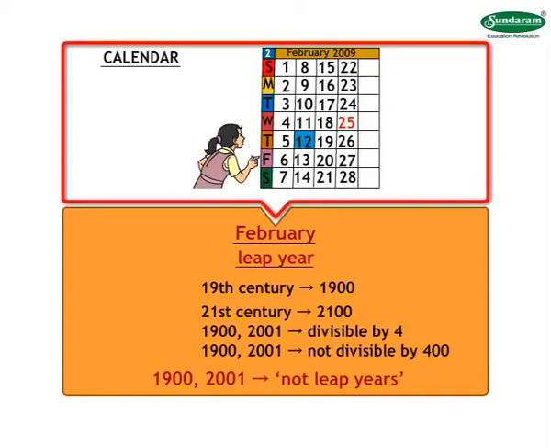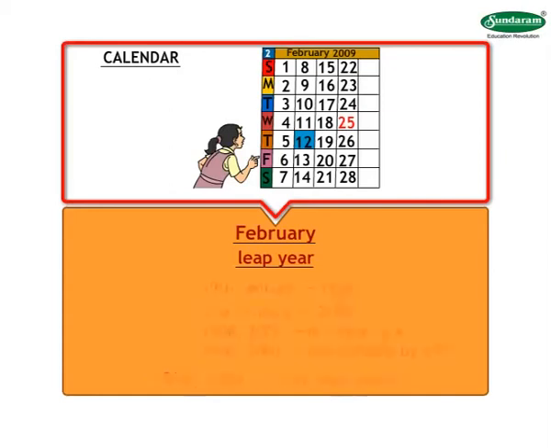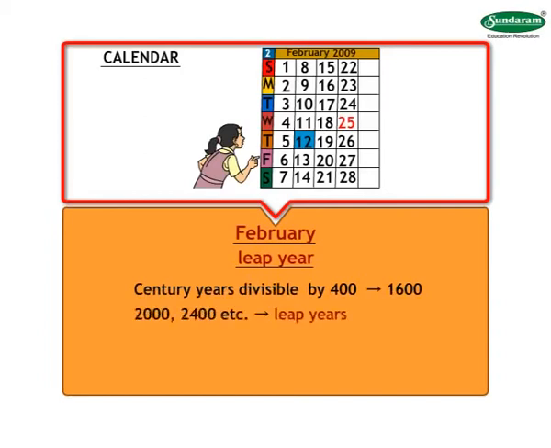There are many such century years which are not leap years. Some century years which can be divided by 400 are 1600, 2000, 2400, etc. So, they are leap years.